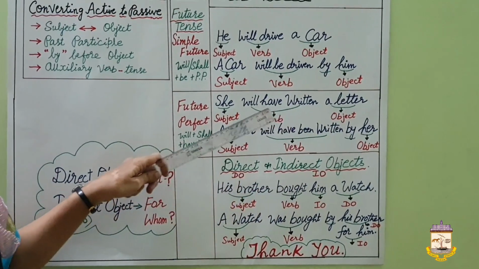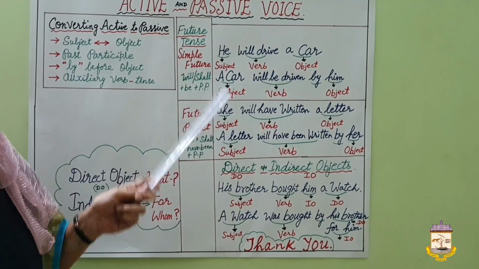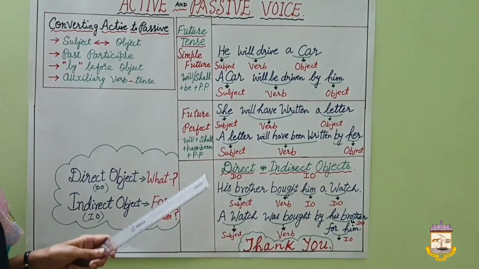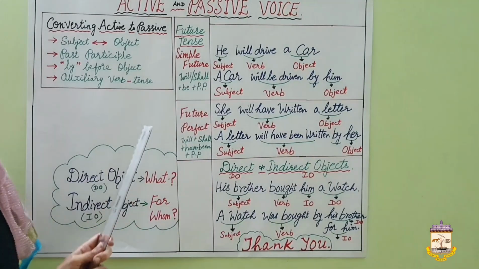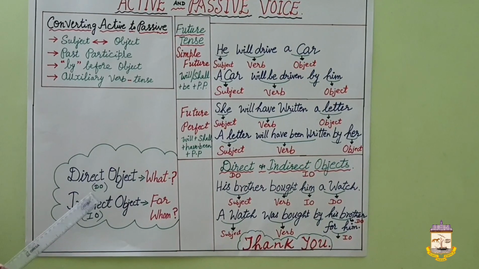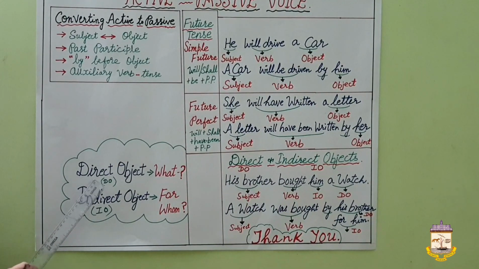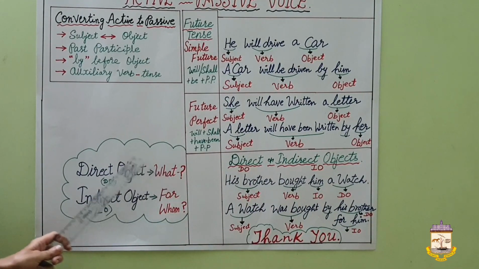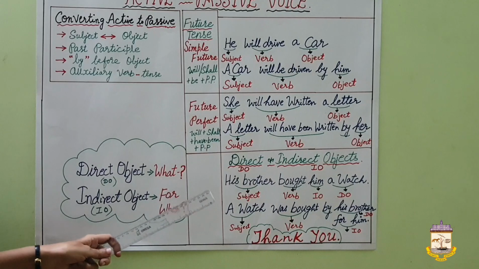So with this we finish the present, past and future tense, how to transform active into passive. In a few sentences you will find that there are two objects, direct object and indirect object. How do you identify the difference between direct object and indirect object? If it answers to the question what, it is direct object, and if it answers to the question for whom, it is indirect object. Now look at this sentence.